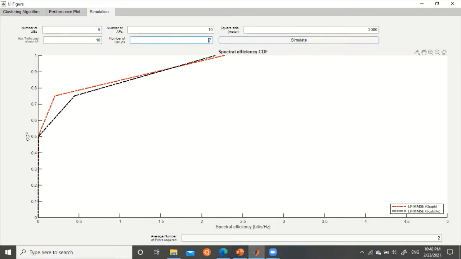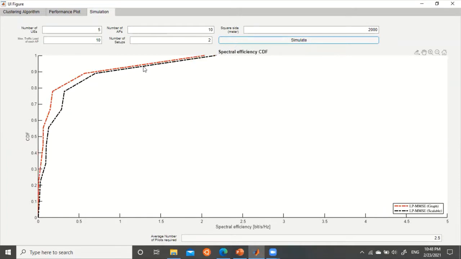And we can increase the number of setups, but please note that the bigger the number of setups, it means that it will take a longer time to simulate. And then we could also see when the number of setups is 2, the plot is smoother here. So it is smoother, but it will take a longer time to simulate.